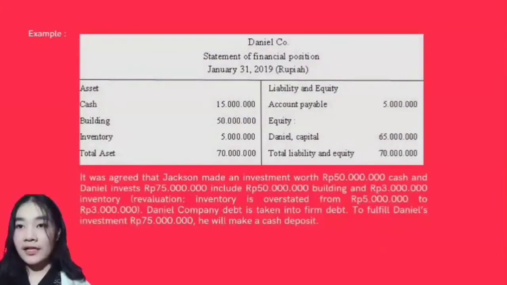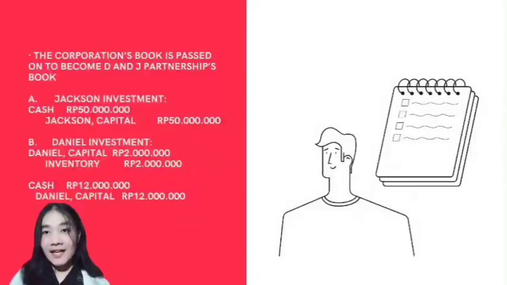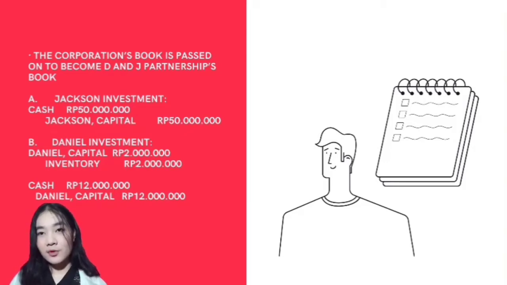There are notes. Revaluation: inventory is overstated from 5 million rupees to 3 million rupees. Daniel Company debt is taken into the firm's debt. To fulfill Daniel's investment of 75 million rupees, he will make a cash deposit. Next, the corporation's book is passed on to become the NJ Partnership's book.